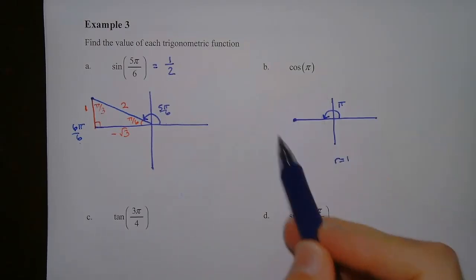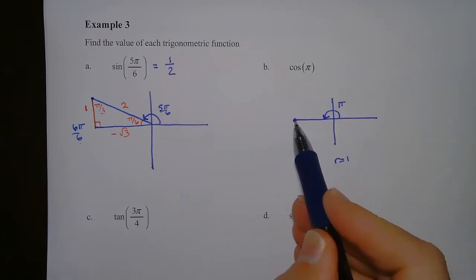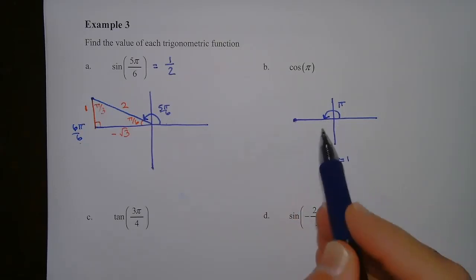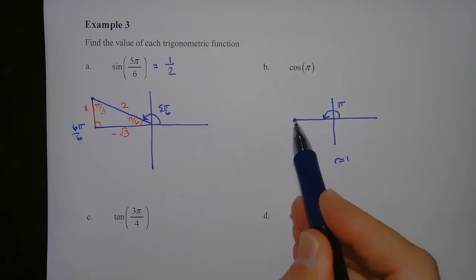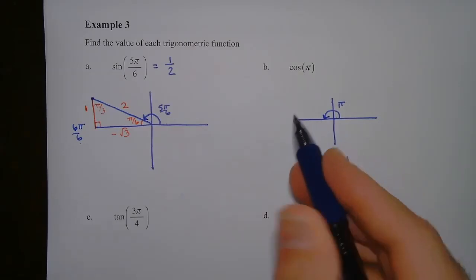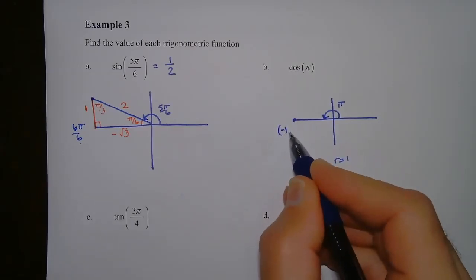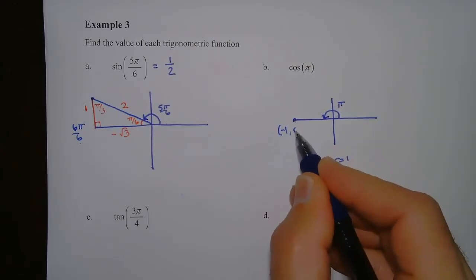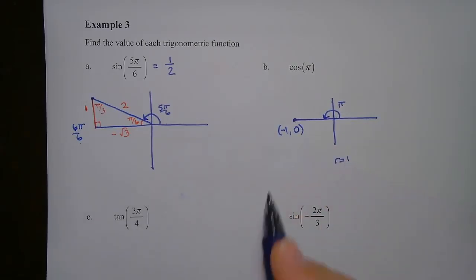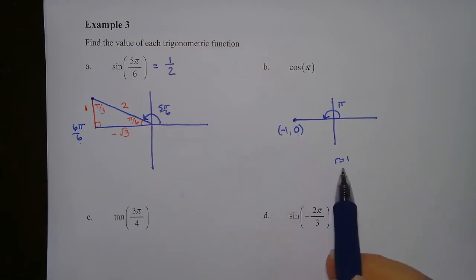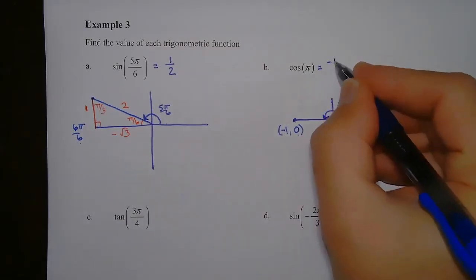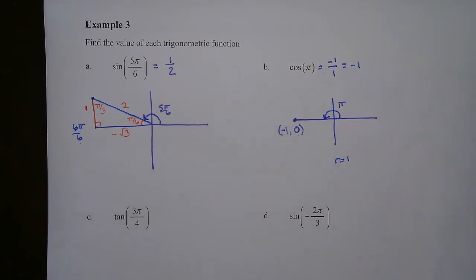Okay. Now, if the radius is 1, this is a point on the circle that's going around. Then that means this has an x and a y coordinate. Because the radius is 1, I have to go left 1 to get to this point, so my x coordinate would be -1, and I didn't have to go up or down, so my y coordinate is 0. So I know my x is -1, my y is 0, and my r is 1. Cosine is x over r, so that'd be -1 over 1, which is -1. Okay, and cosine of pi is -1.